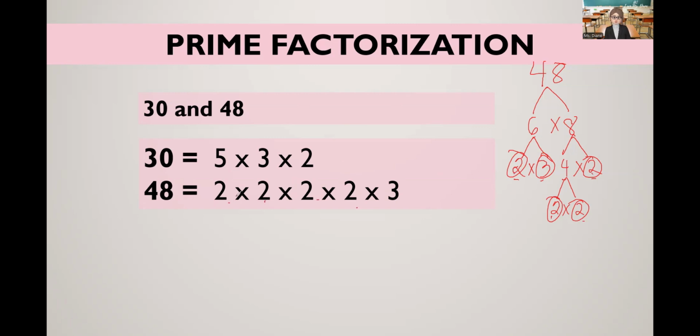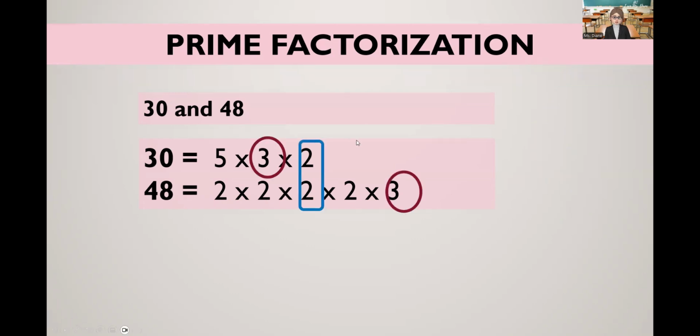Okay, after you do the prime factorization, you have to encircle all the common prime numbers here. In here, the common are 2 and 3. So you have to multiply the prime numbers that are common to both, which are 2 and 3. 3 times 2 is 6. So the GCF of 30 and 48 is 6.